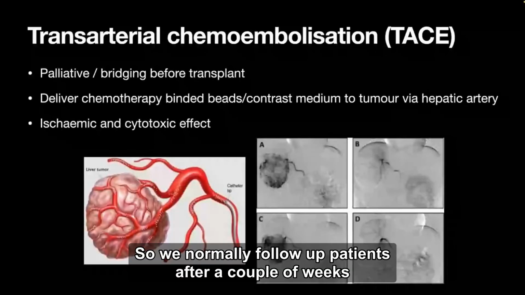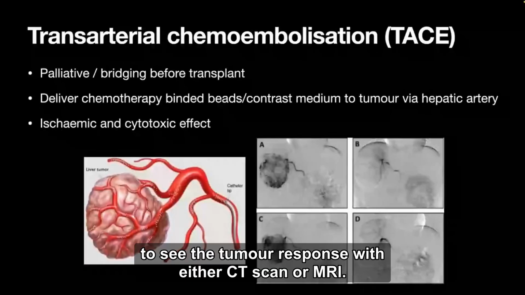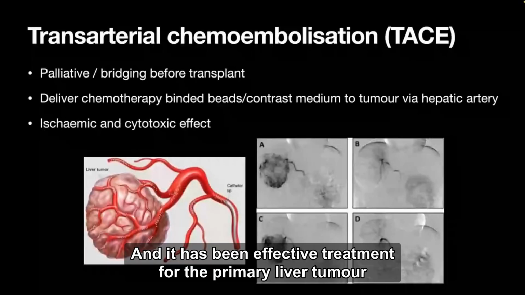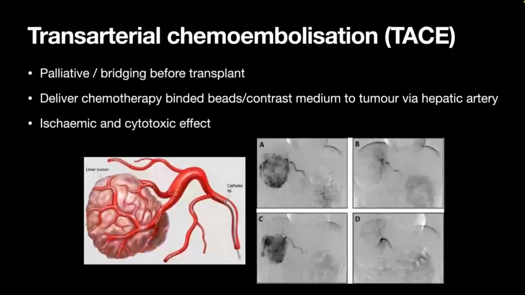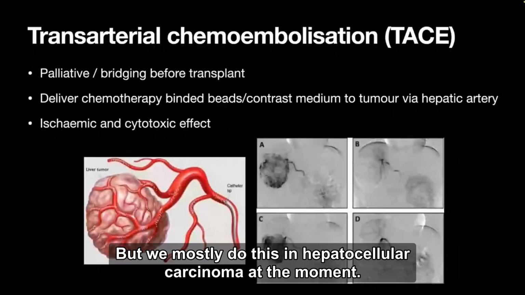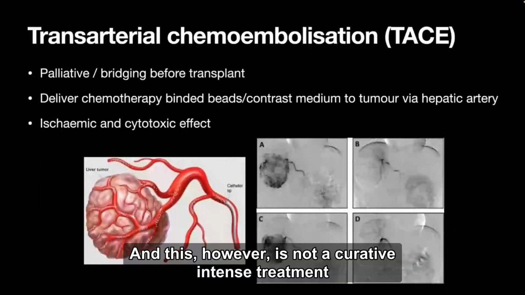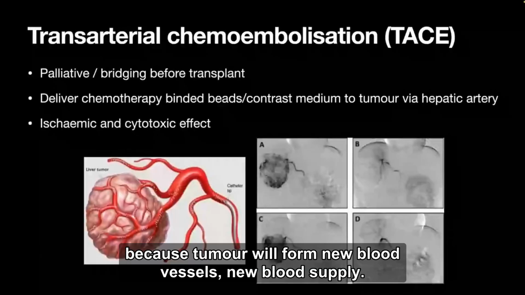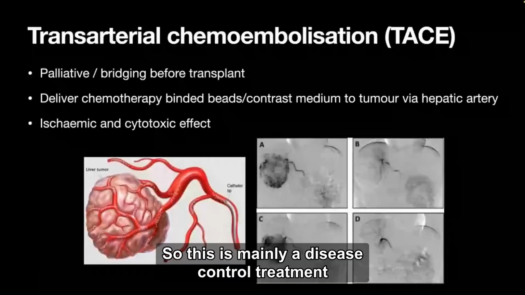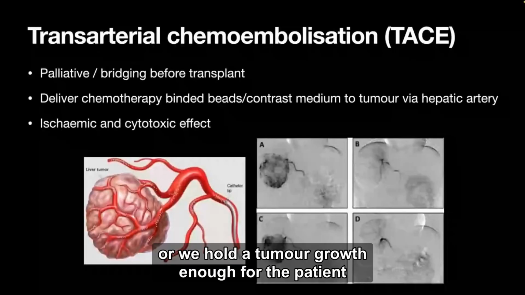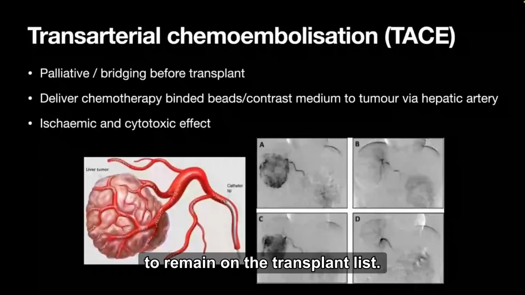We normally follow up patients after weeks to see the tumor response with either CT scan or MRI, and it has been an effective treatment for primary liver tumor or colorectal metastases. But we mostly do this in hepatocellular carcinoma at the moment. However, this is not a curative intent treatment because the tumor will form new blood vessels, new blood supply. So this is mainly a disease control treatment, where we control the tumor growth enough for the patient to remain on the transplant list.